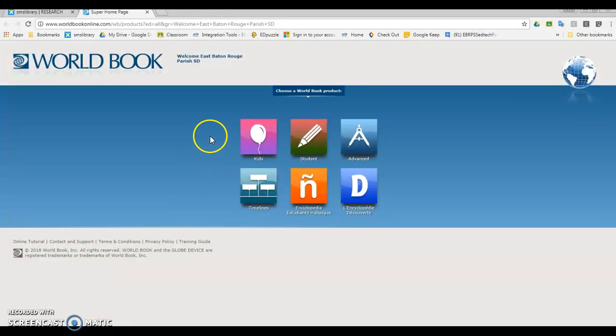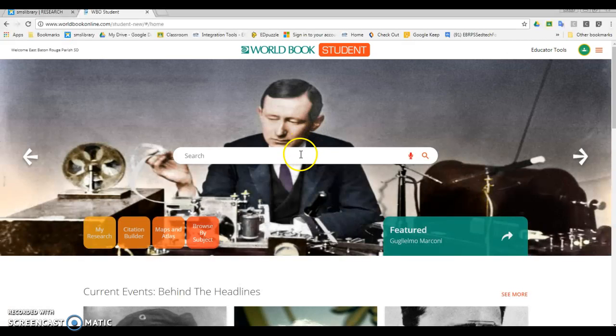Now, depending on your topic, you may be able to use WorldBook Kids. It's a little bit easier to use. The articles are shorter. You may or may not be able to find the information you're looking for there. But for our purposes today, we're going to use WorldBook Student because that's where most of your stuff is probably going to be. So we're here in WorldBook Student.